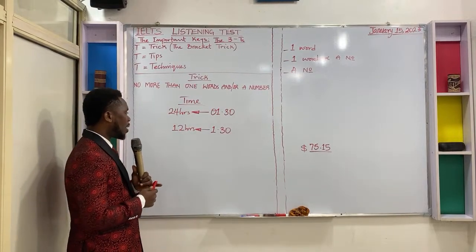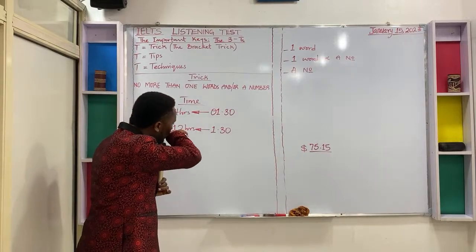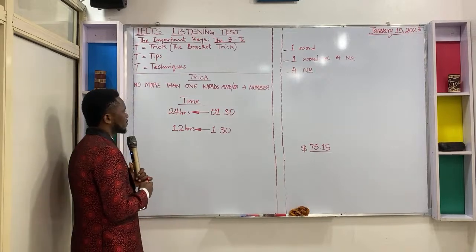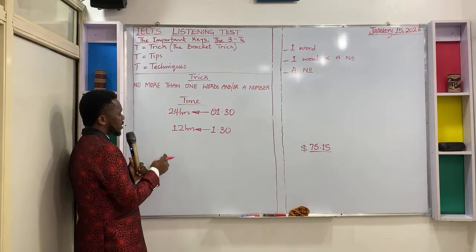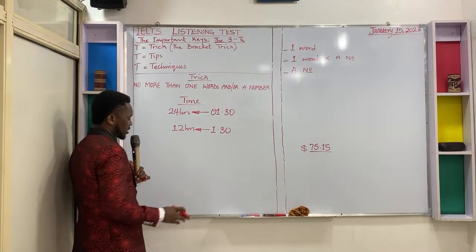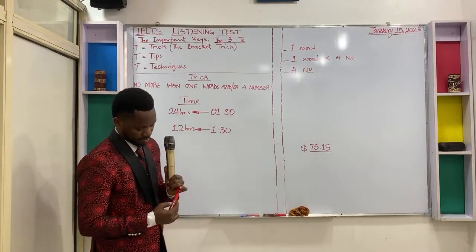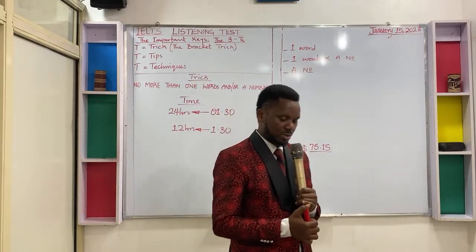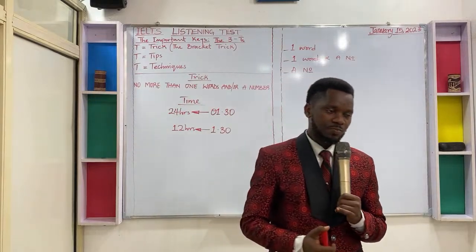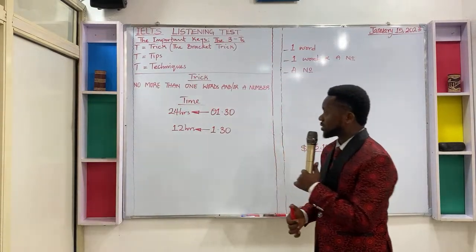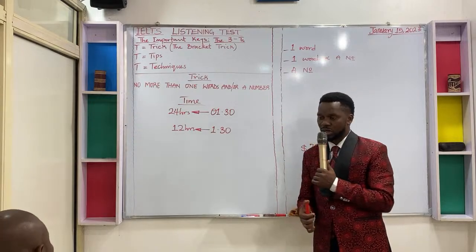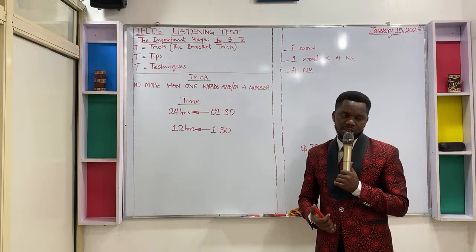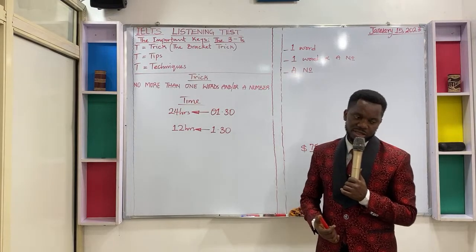Now, how do we apply the bracket trick? The bracket trick can be applied following the same conditions as when you are working on money. What's the condition to apply the bracket trick when it has to do with money?